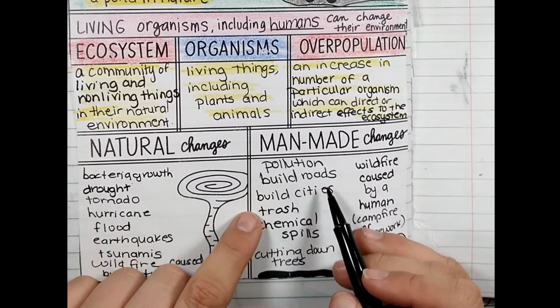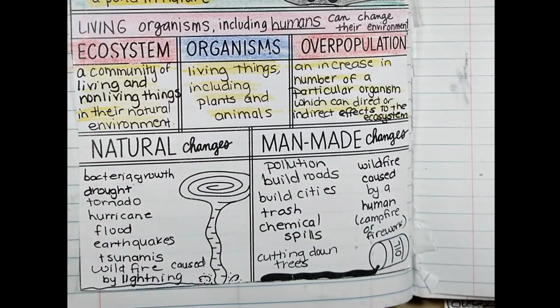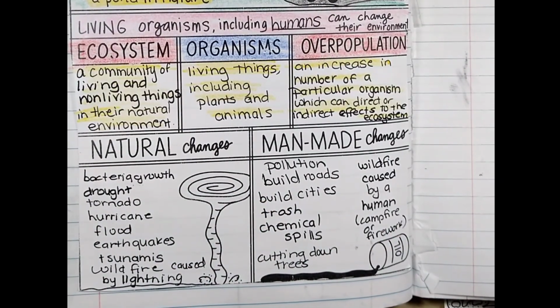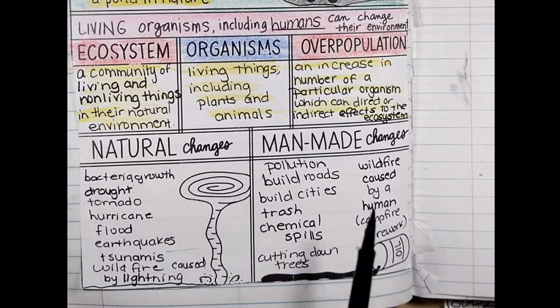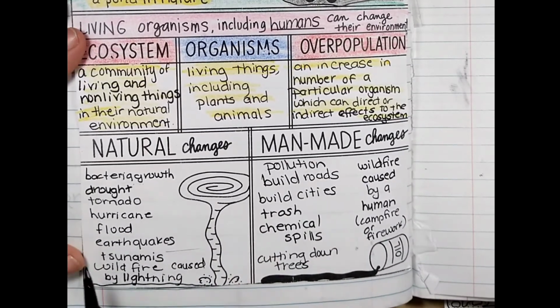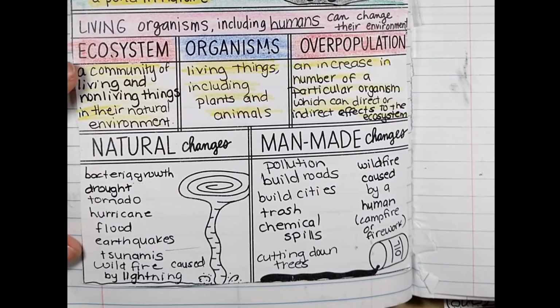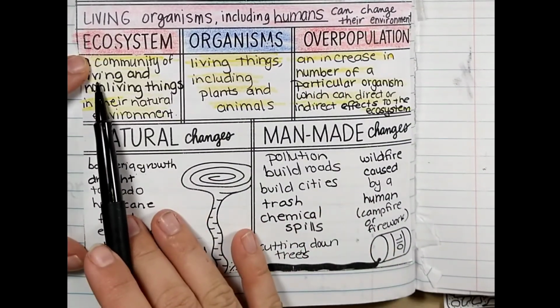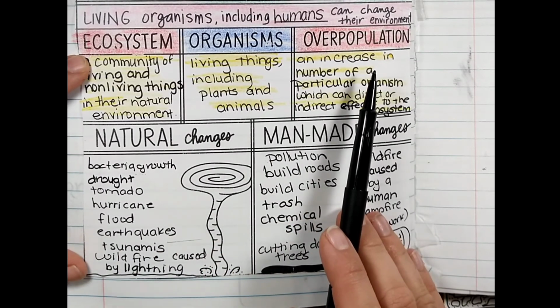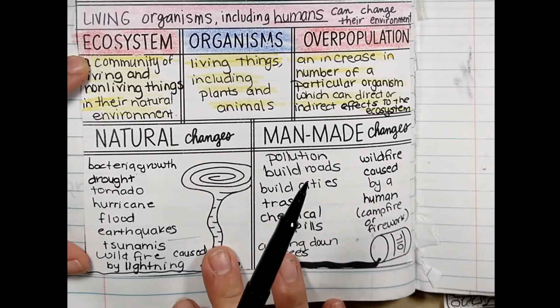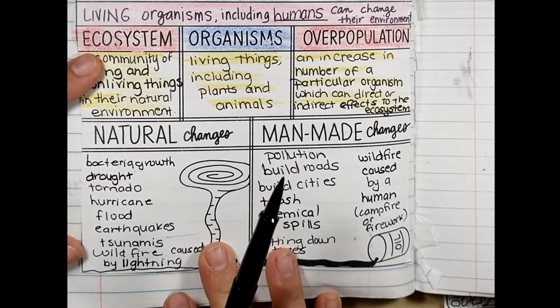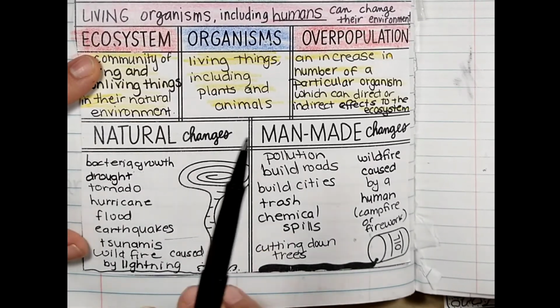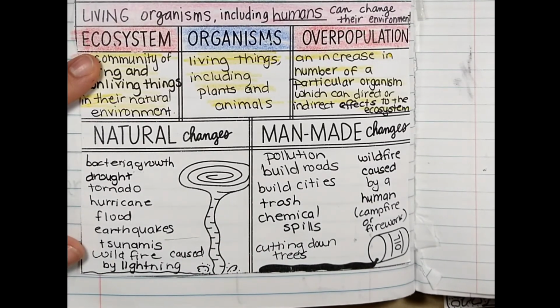So if you think about all of these, they affect the environment, the animals, the plants, the people that live in that area. All of these things are ways to affect our ecosystem. So we have 3 definitions of major words that we need to know: ecosystem, organisms, and overpopulation. We have 2 ways that the ecosystem or the environment can change: natural ways or man-made ways. And so I'm going to start coloring again, and I will be back in a moment.